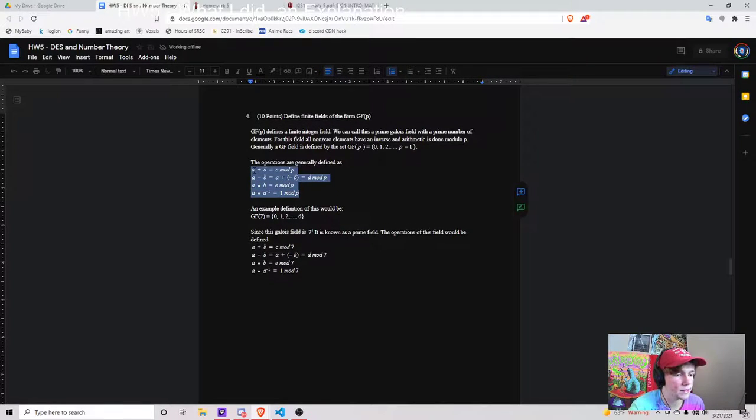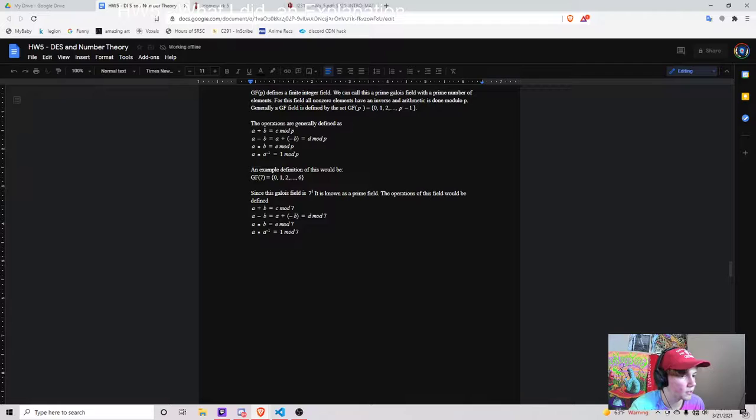And I also defined some operations of this Galois field in my submission. I said A plus B would be C mod P. A minus B is A plus negative B, which is going to be equal to D mod P, because it will be a different value than before. A times B will be E mod P. A times the inverse of A will be 1 mod P, which are just general properties.